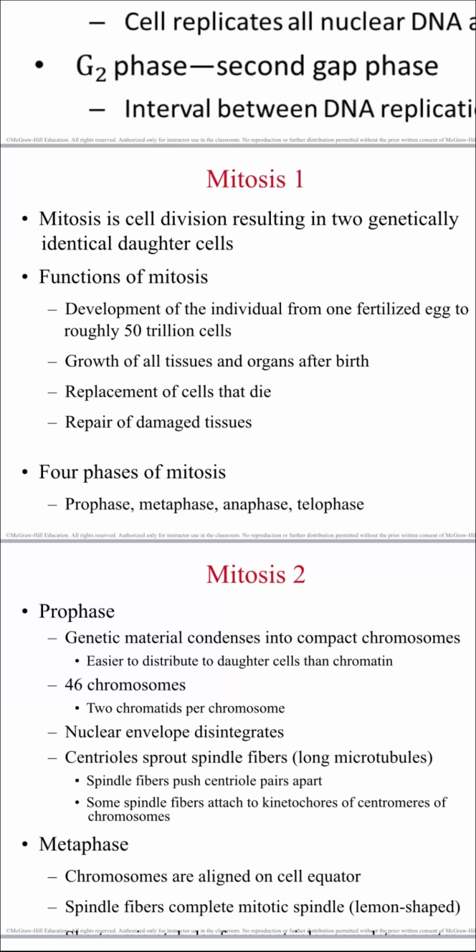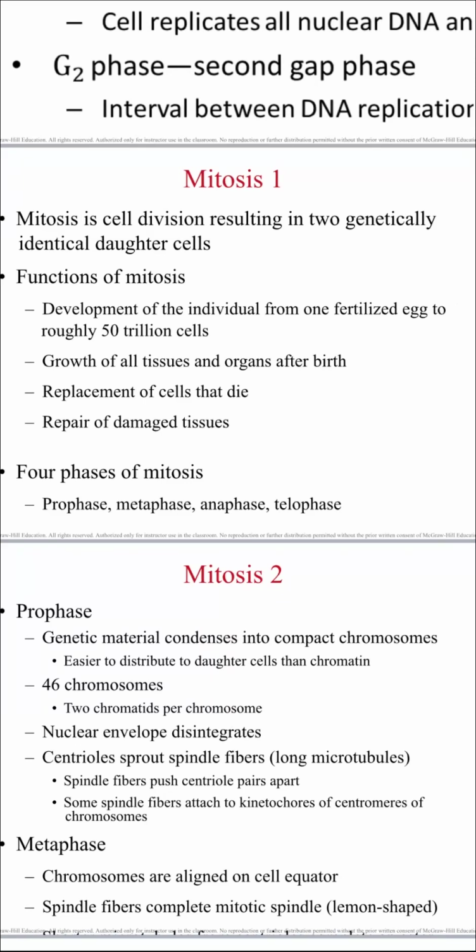The main function of mitosis is a lot, right? This is how we get from one fertilized egg to the trillions and trillions of cells that make up who we are. We have so many cells we can't even agree to the nearest trillion. And all those cells are formed via mitosis. Mitosis allows us to grow, right? It allows us to replace cells after they die.